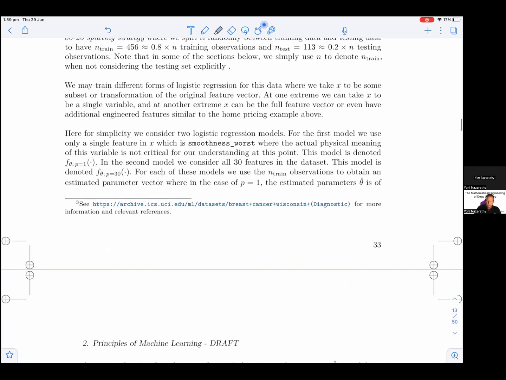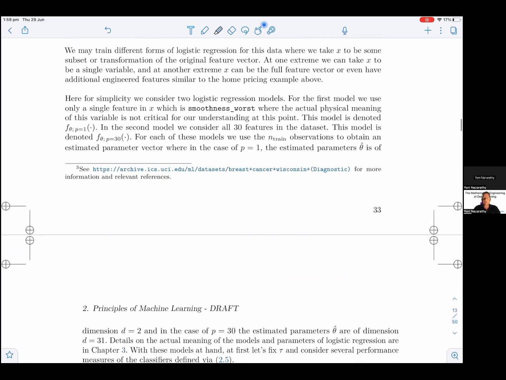We may train different forms of logistic regression for this data, where we take x to be some subset or transformation of the original feature vector. At one extreme, we can take x to be a single variable, and at another extreme, x can be the full feature vector or even have additional engineered features, similar to the home pricing example above.